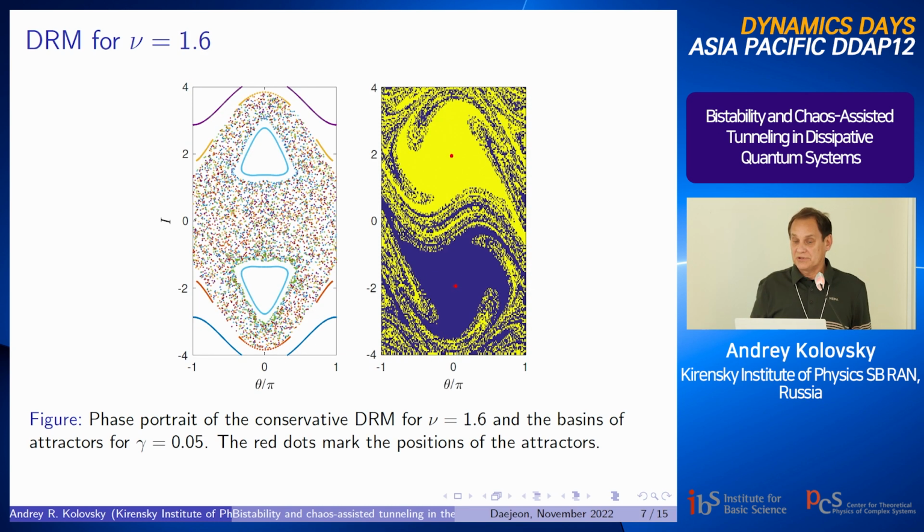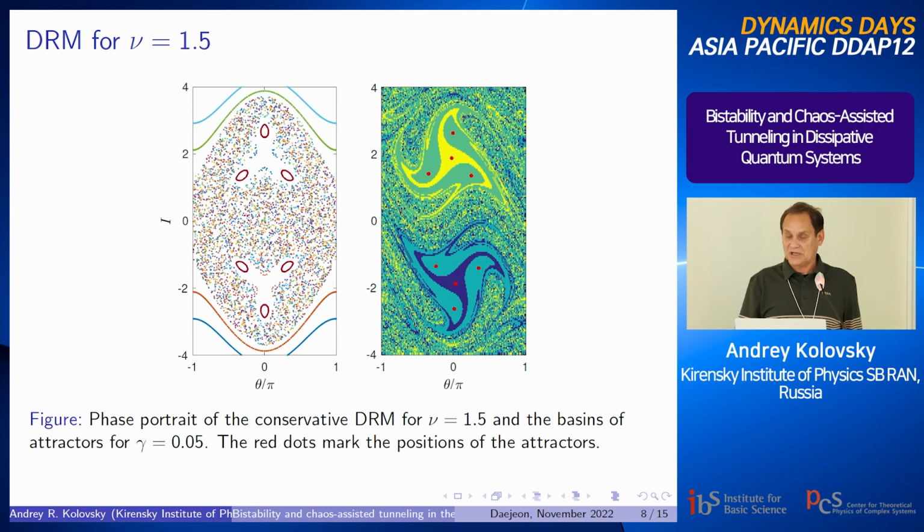If we decrease even further, now it's a nice figure. All secondary resonances disappear. You have a chaotic sea and two nonlinear resonances, with dissipation. It's like this one, and here you clearly see that the attractor basins are fractals. And perhaps also the last figures, the last two.